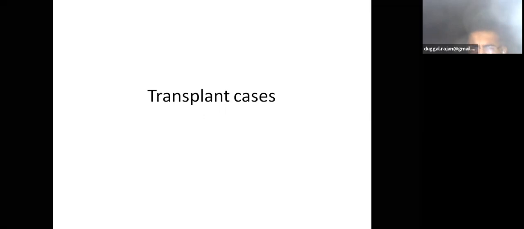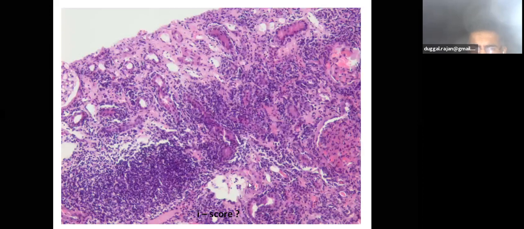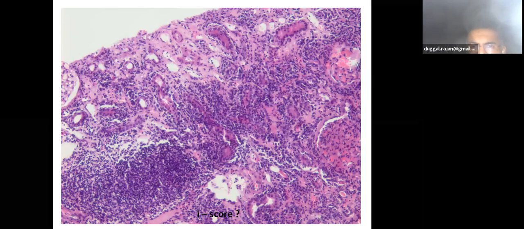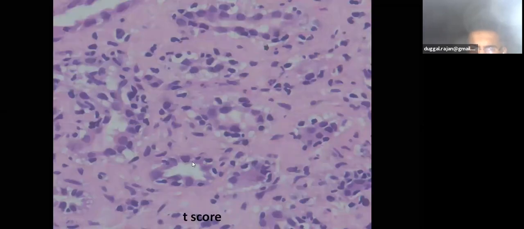So we come to transplant cases. There are three cases only. So tell me, this is a transplant biopsy. And what you're seeing here is interstitial inflammation. These are the tubules.